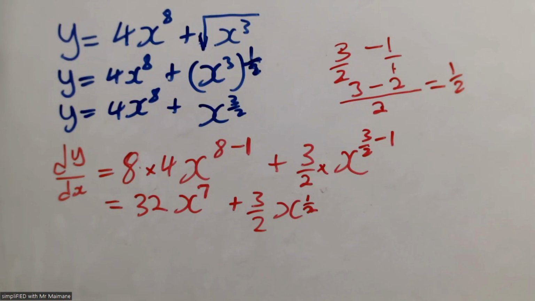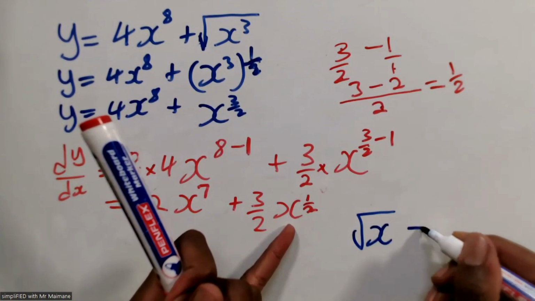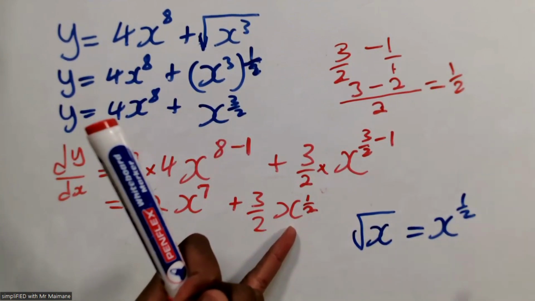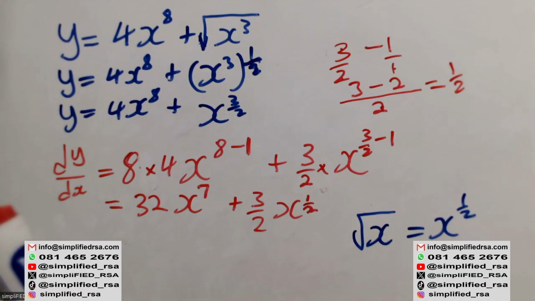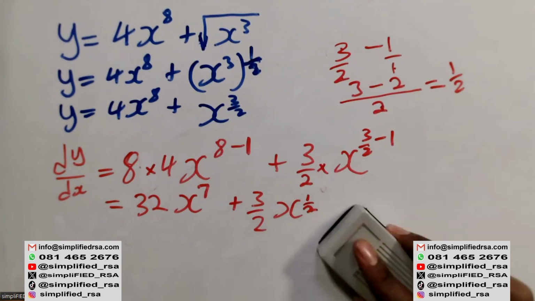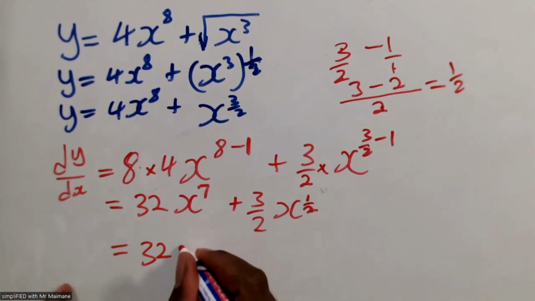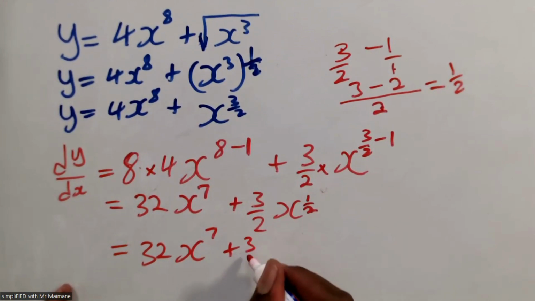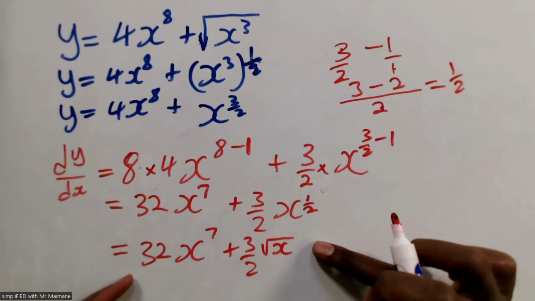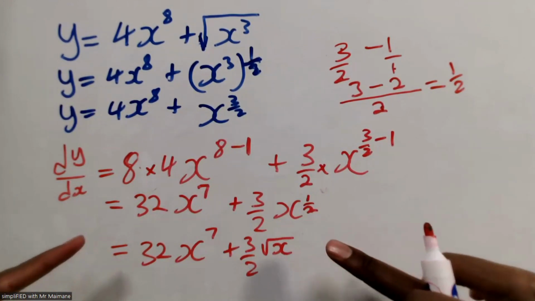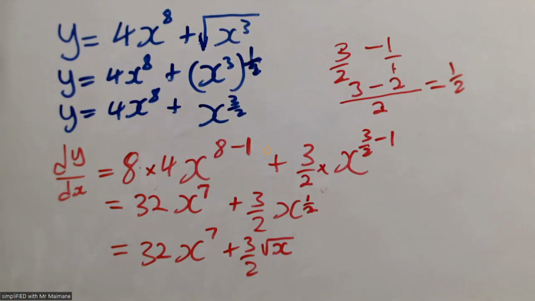But if you want to simplify this further, just like I said, the square root of x is the same as x to the exponent 1 over 2, so why don't you just put this as a square root, to put your answer in the nicest form for whoever is marking. Then you'll have x to the exponent 7 plus 3 over 2 square root of x. So I can say this is my final answer. This is the dy over dx for that. That's how you solve 7.2.